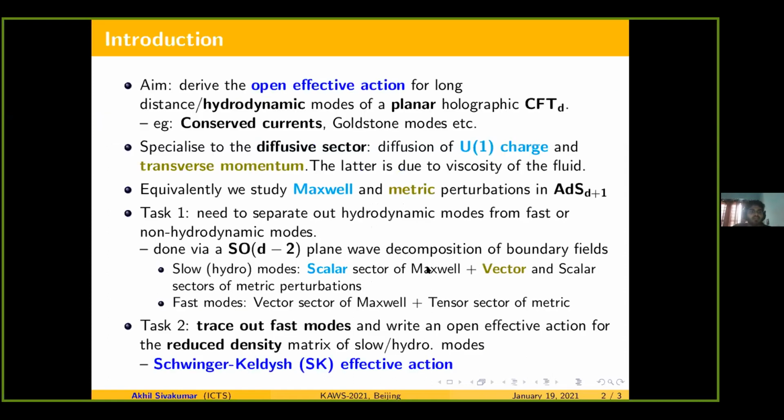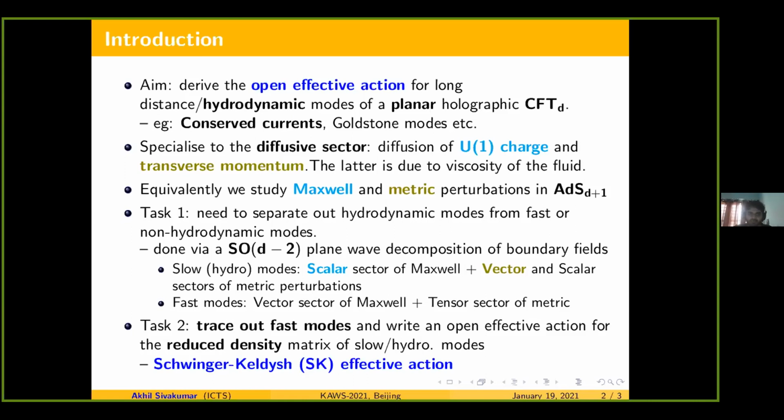So let me start. Our aim is to derive the open effective action for long distance or hydrodynamic modes of a planar holographic CFT in d dimensions. Typically hydrodynamic modes are long distance modes like conserved currents and Goldstone modes. We will be thinking about conserved currents mainly, and in particular we will specialize to the diffusive sector of conserved currents. That is, we'll try to write effective actions for the diffusion of, say, U(1) charges and energy and momentum density in the CFT, and in particular transverse momentum diffusion, which is due to viscosity of the holographic fluid. And we will approach this problem completely from the bulk side of the holography.